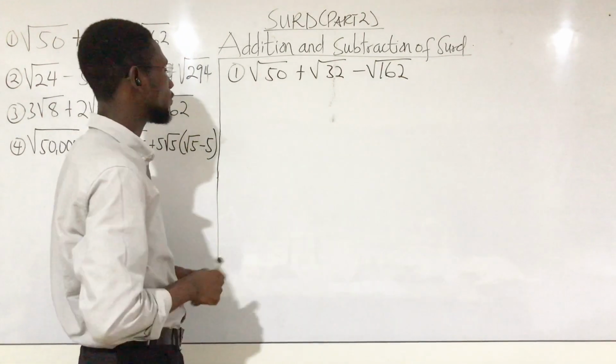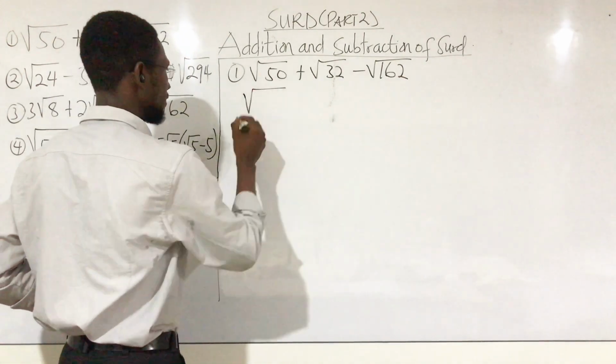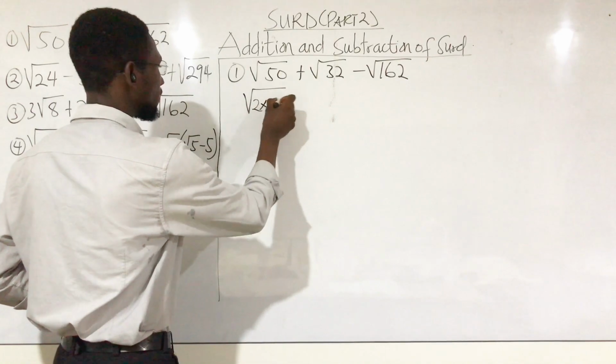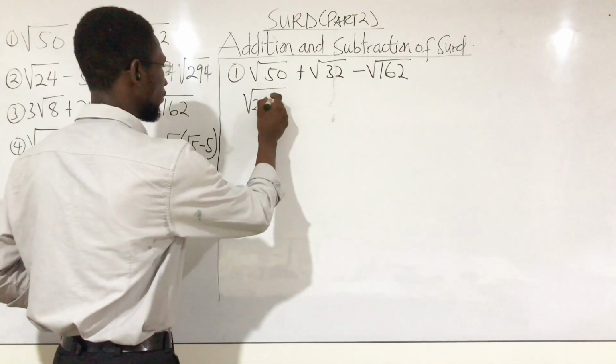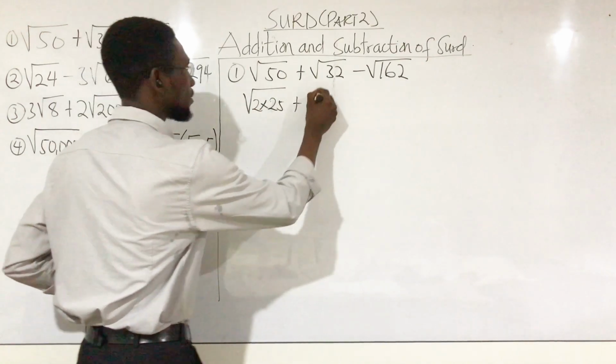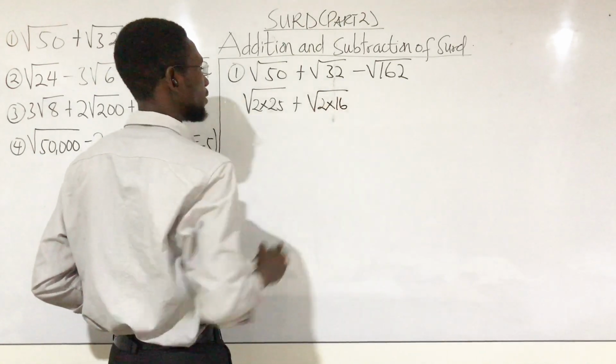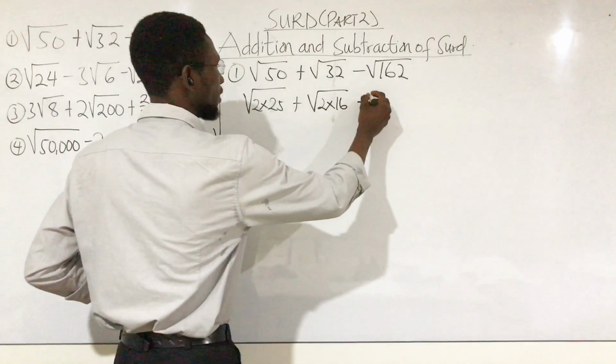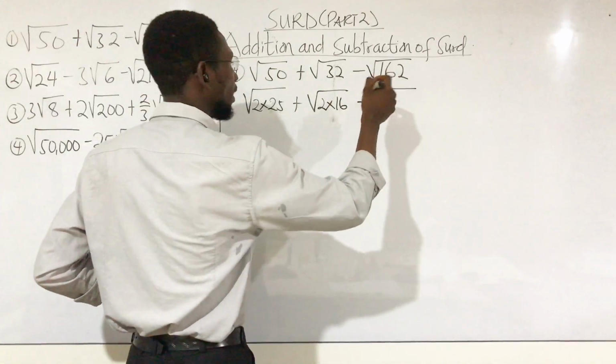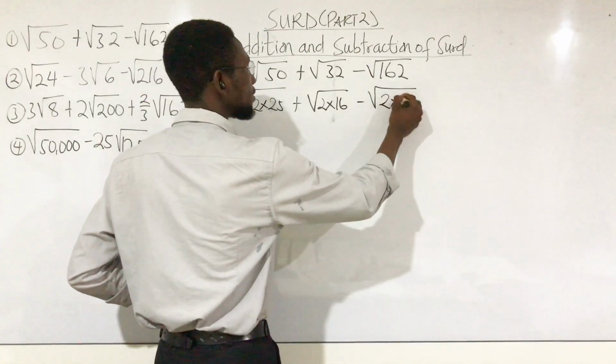So if we have root of 50, we know two numbers that give us 50, 2 times 25, plus two numbers that give us 32, we have 2 times 16. Two numbers that give us 162, we have 2 times 81.